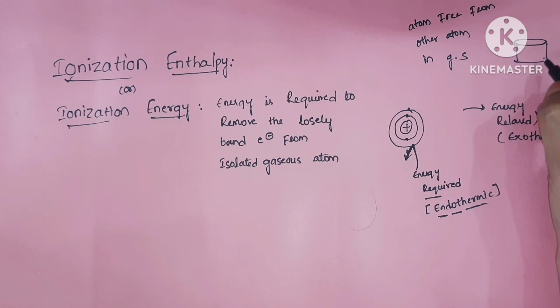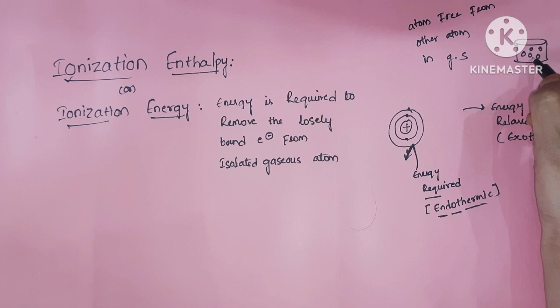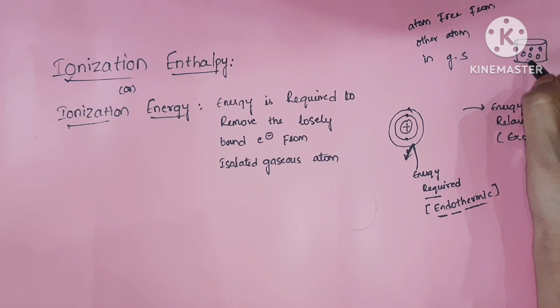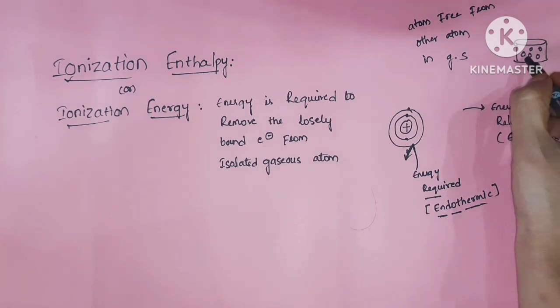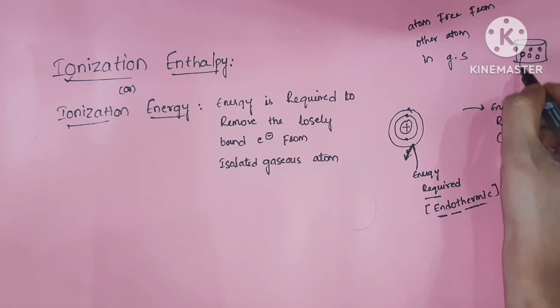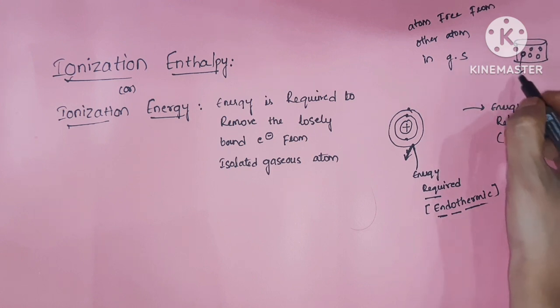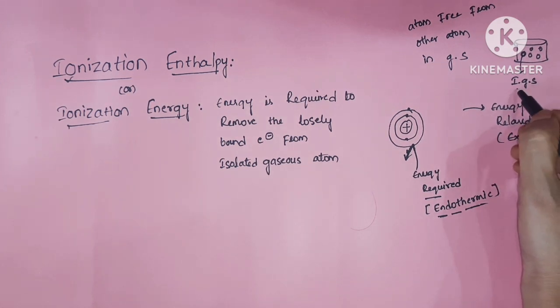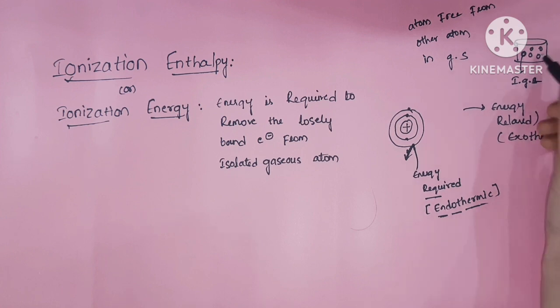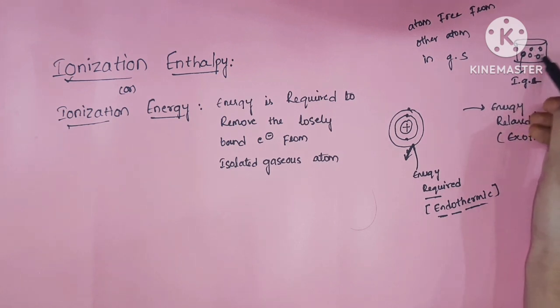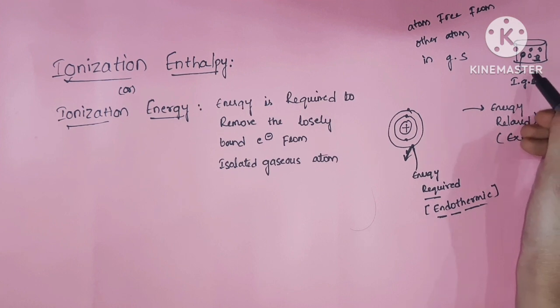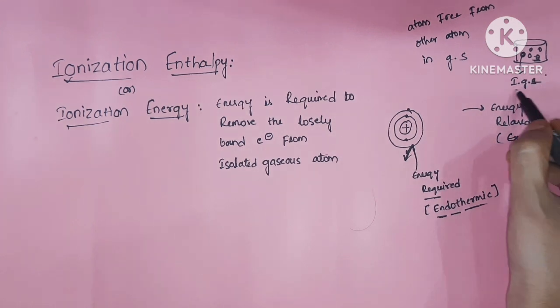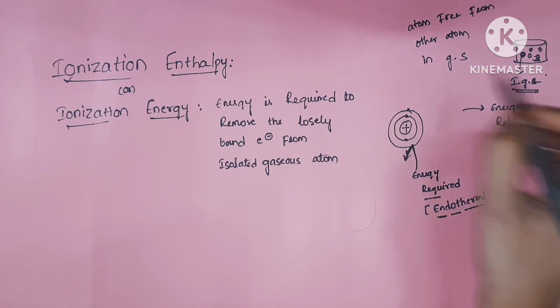For example, consider a beaker with so many atoms in it. In the gaseous state, every atom is free to move. That's why I call one of these atoms an isolated gaseous atom, because an isolated gaseous atom means any atom free from the other atoms in a gaseous state.